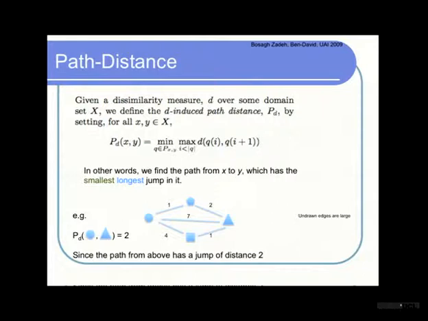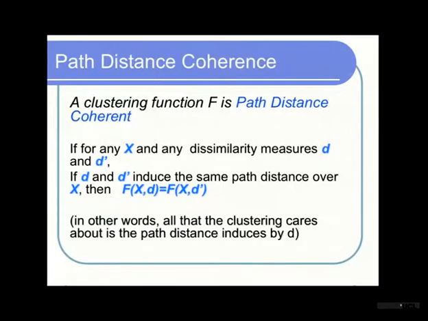It's like you want to cross a river and you have all kinds of stones and wood on the river, and you're trying to find a path that will minimize the largest jump that you have to make. And that's the distance between the two banks of the river. That's the path distance. Now I can say that a clustering function is path distance coherent if whenever I give it two distance functions that induce the same path distance, then I will get the same clustering.